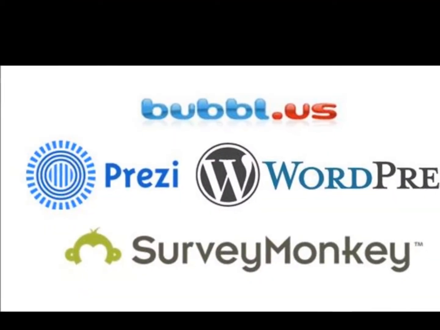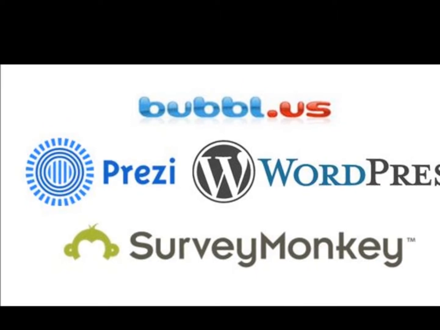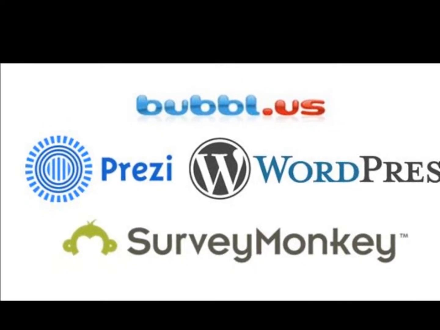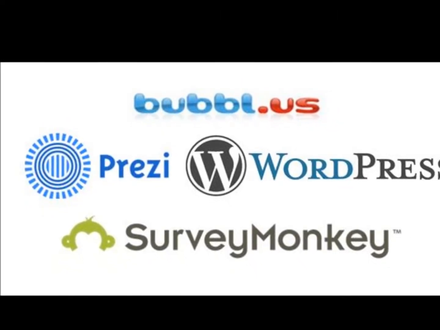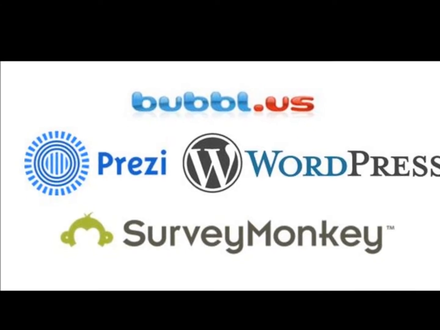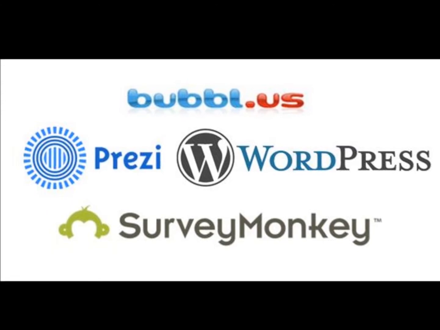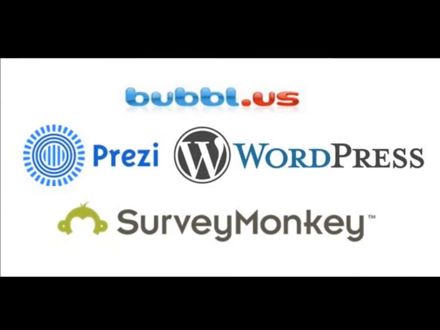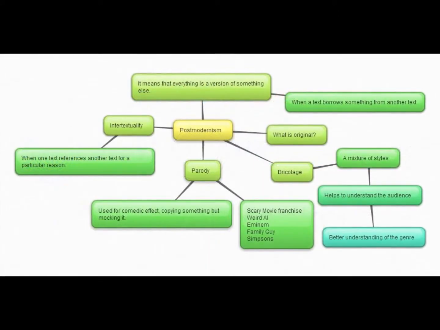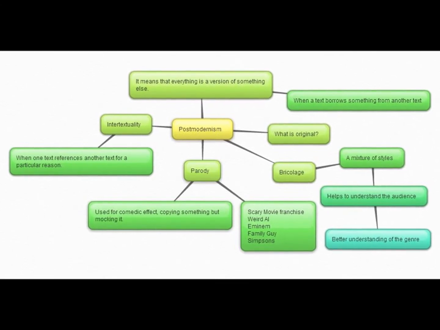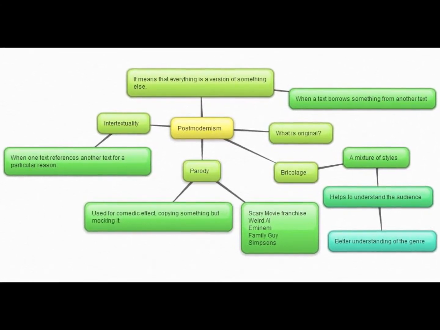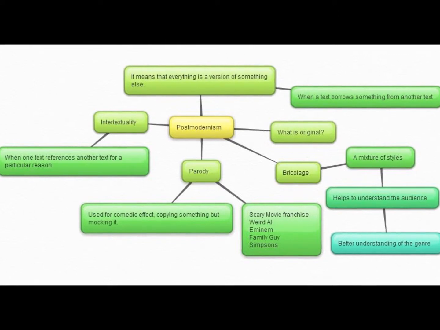Throughout the project, I have used online technologies such as Bubble.us, Prezi, WordPress and SurveyMonkey to make my blog interactive and more interesting. Web 2.0, O'Reilly 2004. Using Bubble.us enabled me to make colourful mind maps which I use to show my ideas more clearly, and also new definitions that I have learned.